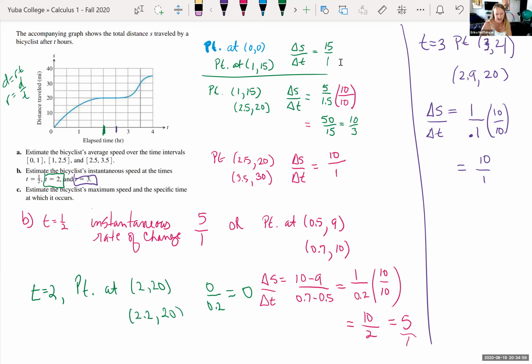So looking at that graph, can you tell when they were traveling the fastest? Estimate the bicyclist's maximum speed and the specific time at which it occurs. So what do you think is happening in the graph when we're looking at the maximum speed in part C? Probably 3.5 or like, yeah. Okay, so why did you determine 3.5 as the maximum speed there? Because it's the steepest slope.